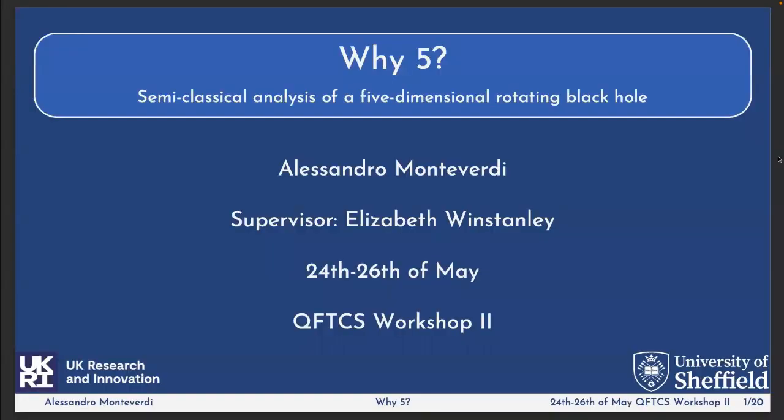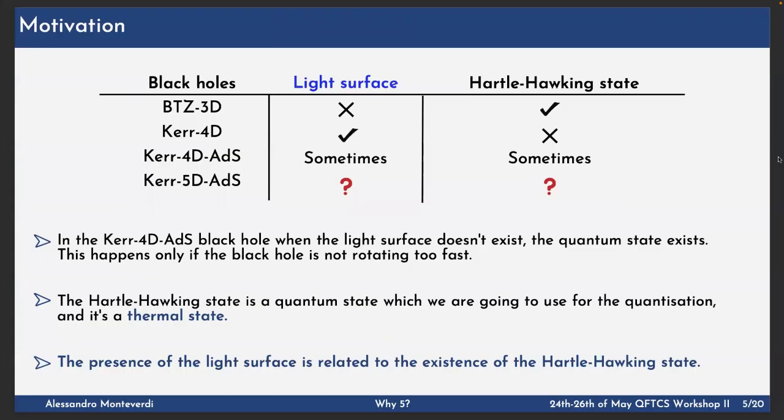So here is a bit of motivation now. In the past, there have been some studies about rotating black holes, BTZ, Kerr-AdS, and there is this relationship between the existence of the Hartle-Hawking state and the non-existence of a light surface. It's not a theorem, but for each case, this relationship works. So this was mainly a hunch. We would like to understand if in 5D AdS this works as well.